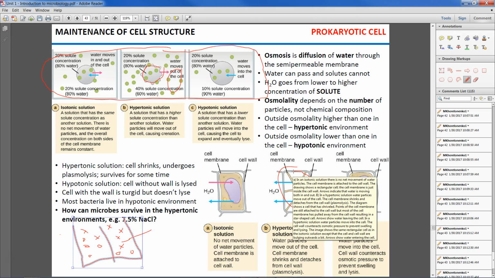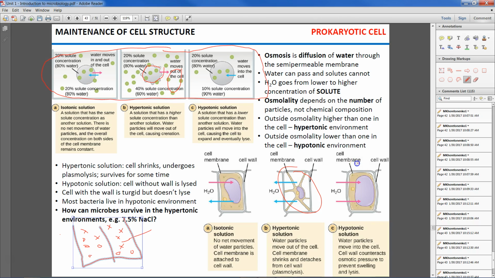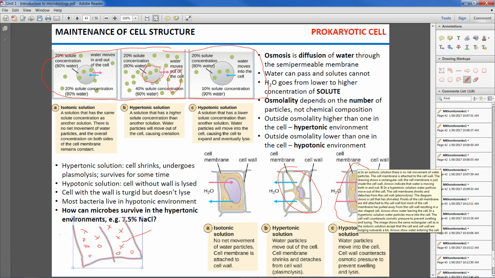We'll chat about it. What if solution is hypotonic? What if the environment has lower solute concentration than the solute concentration inside of the cell? Where would water go? In the cell. What would happen to the cell? Inflate. Or bust open. Okay. Inflate or bust open.